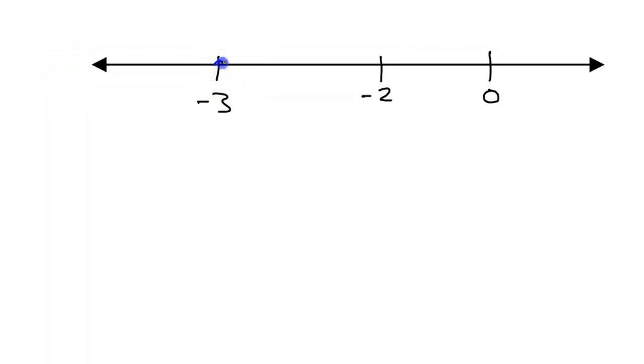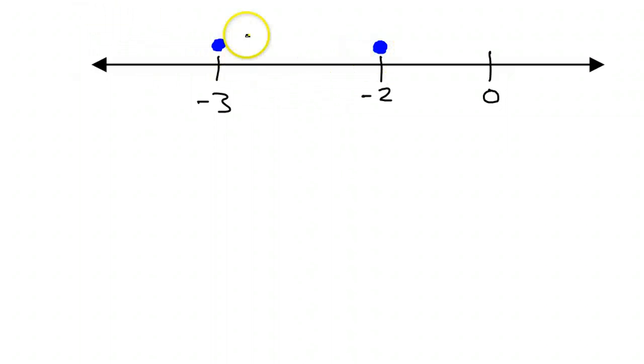Now your teacher probably wants you to put your closed circle right on the line like that. But if you're in Mr. Burton's class, please put your closed circle above the line. It just makes it easier for me to see what you're doing, and it doesn't affect the solution or anything. So please put your graph above the line if you're in my class. So those are the endpoints of the graph.